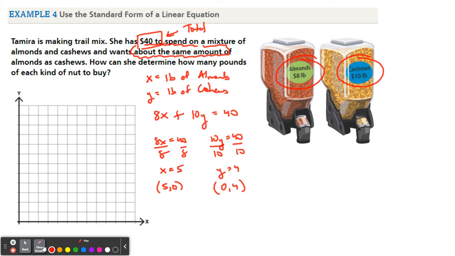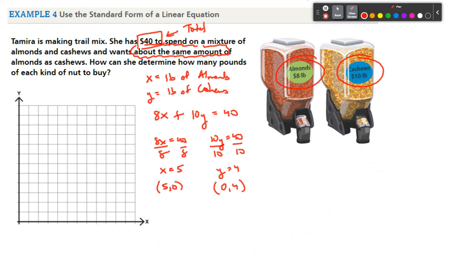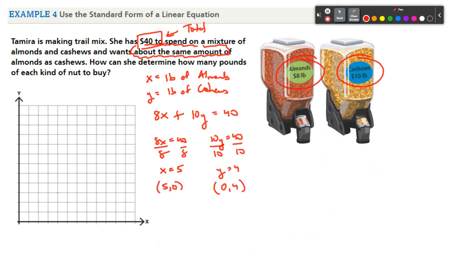So now let me move my grid over here. I'll put it up here. So now let's label the axes. So this is the x-axis. So this will be the pounds of almonds. Pounds of almonds.